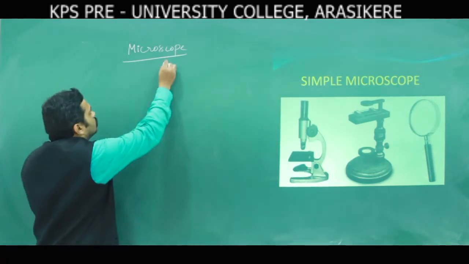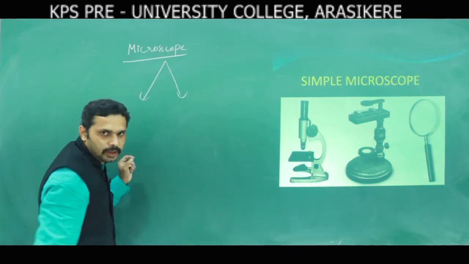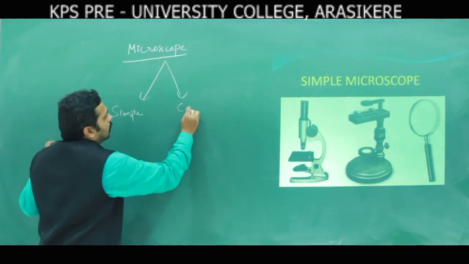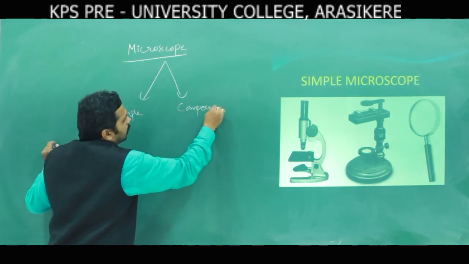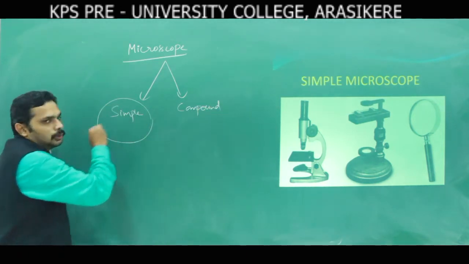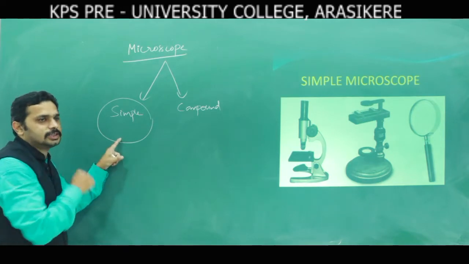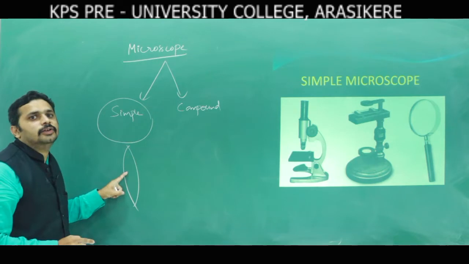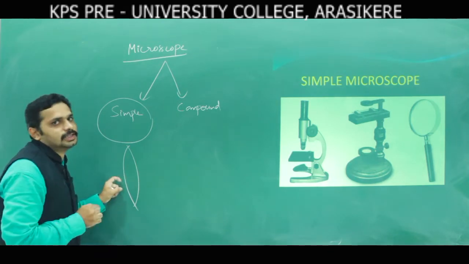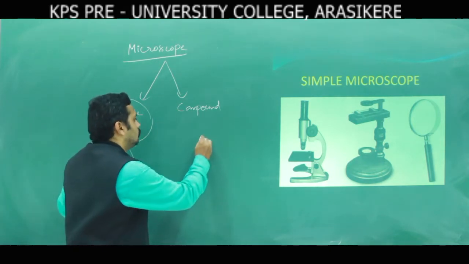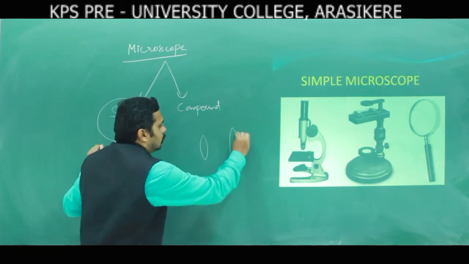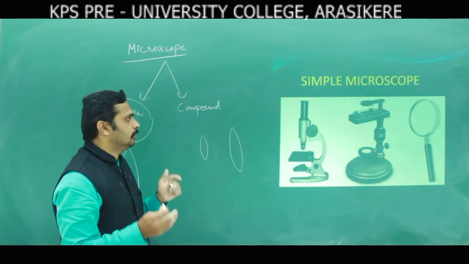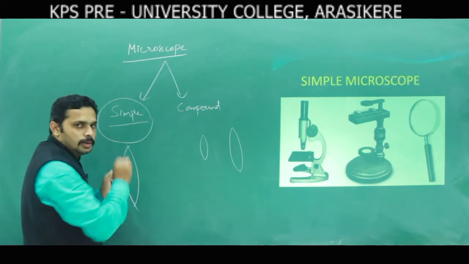So in microscope there are two types of microscope. The one is simple microscope, the other one is compound microscope. Simple microscope, the name itself suggests, means it consists of one converging lens or convex lens. The compound microscope consists of two convex lenses or two converging lenses. First we are going to discuss the simple microscope.